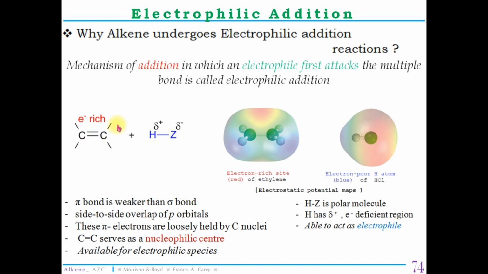The pi bond is weaker than a sigma bond, as it results from side-to-side overlap of p orbitals. These pi electrons are loosely held by the carbon nuclei. So the carbon-carbon double bond serves as a nucleophilic center available for electrophilic species, while in hydrogen chloride, or hydrogen connected with a nucleophile, it is a polar molecule where hydrogen has a delta positive charge, an electron-deficient region able to act as an electrophile.